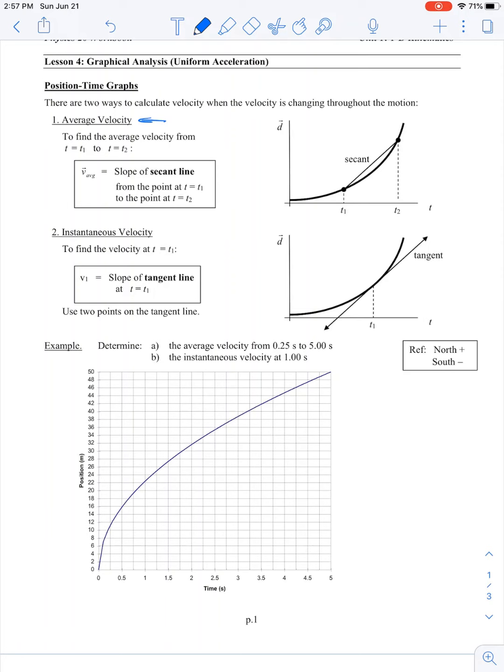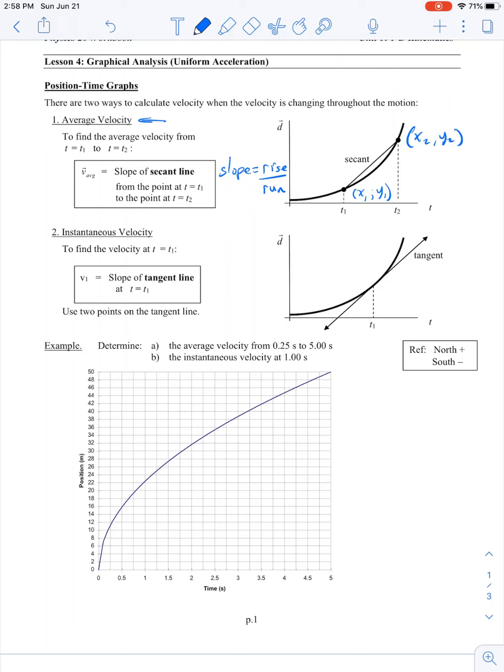And the average velocity is just the velocity between 2 points in general. So if we have 2 points, we've got a point here, which is x2, y2, and a point here, which is x1, y1. Between those 2 points, we can find the average velocity. It is simply the slope of this line, right? Remember that slope, of course, is rise over run.